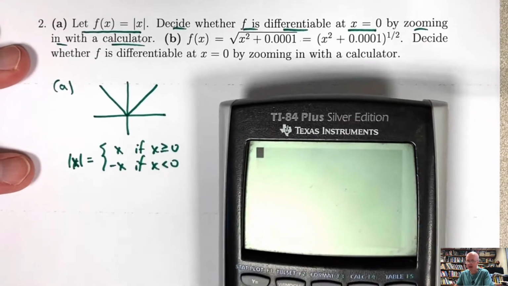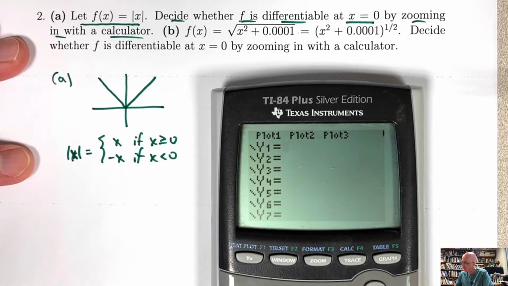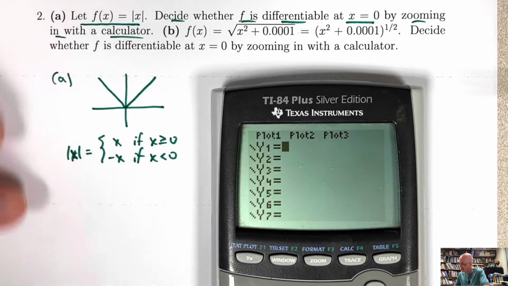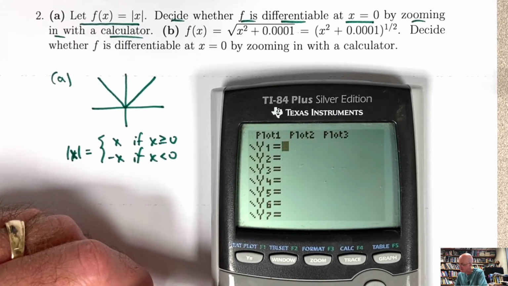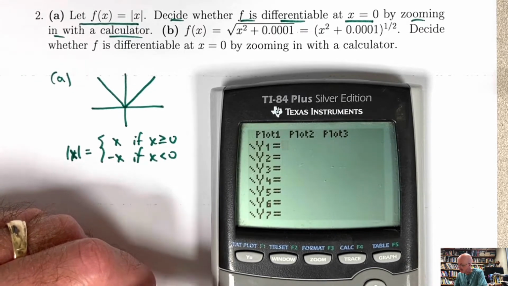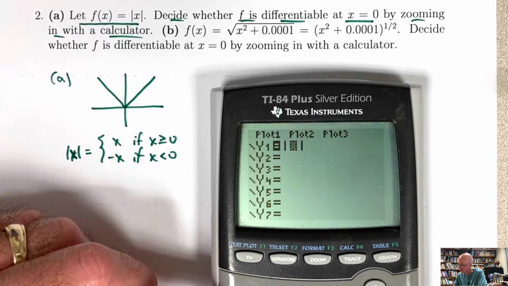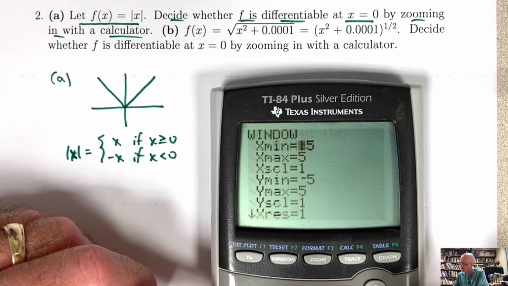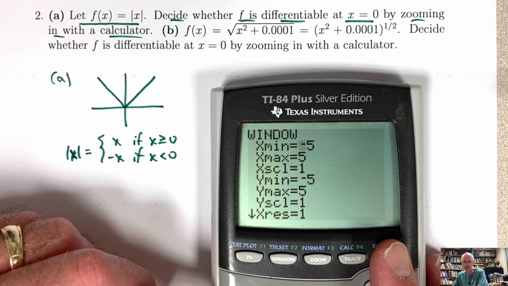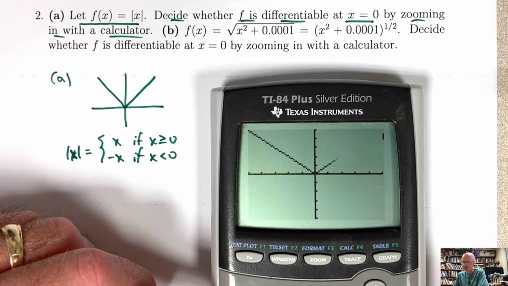Let's try to confirm that with a graphing calculator. So we need the absolute value function. I'll go to the catalog here, ABS, it's right there right away, of x. There is the absolute value of x. We'll start with the window that you see here, negative 5 to 5 in both the x and y directions. Graph it. It looks like a V. Like we said, it looks like it's not differentiable at 0.